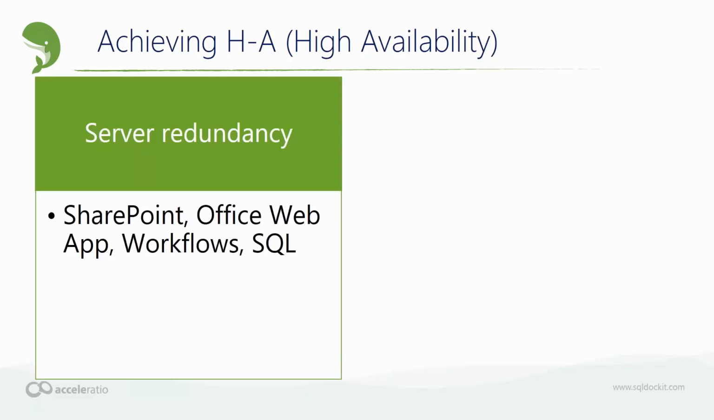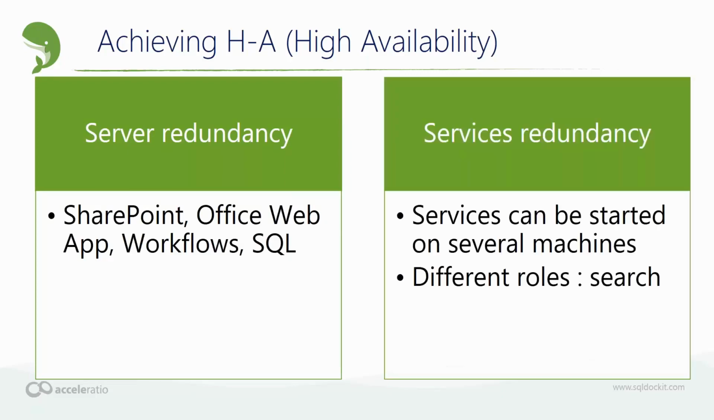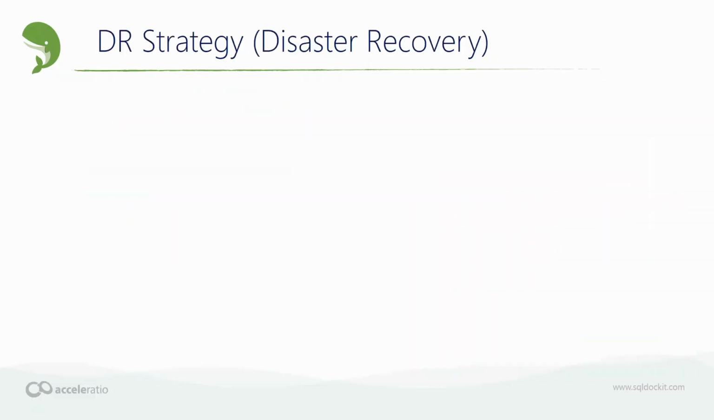Now, how can you achieve HA, high availability? First, you need server redundancy. And again, I recommend you watch the previous webcast from Spence Harbor on SharePoint 2016 MinRole. So you can get server redundancy. Don't forget the big picture. It's not just SharePoint. It's also Office Web Apps or Office Online Server, the workflow farm, and of course, SQL Server. And if you have server redundancy, then you can have services redundancy, because you can start the services on different servers, of course, on different machines.